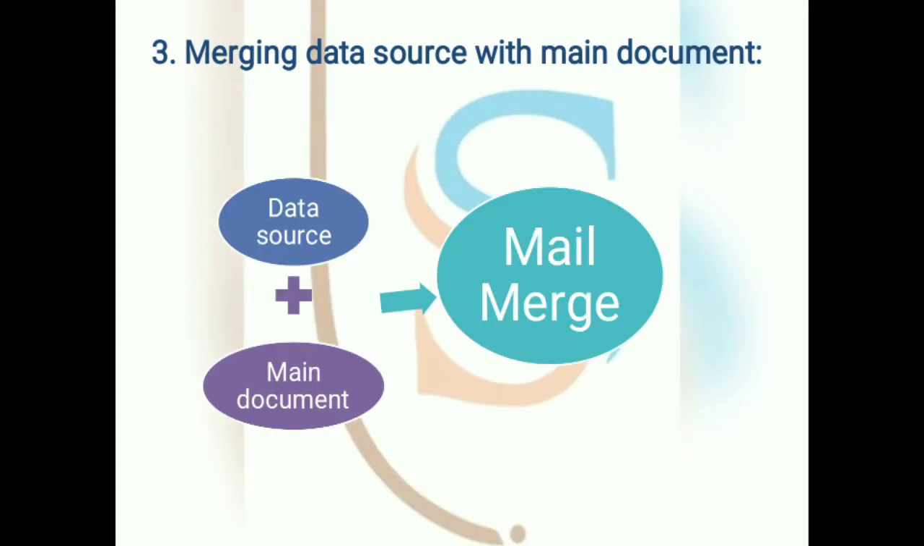So what will the mail merge do? You can see in the third step, merging the data source with the main document. So when the data source and main document are merged, then it is called mail merge. The main document, as I have already told you, is the message, the letter which we want to send, and the data source is the database where all the details like name, address, contact number, city, all the details are stored.